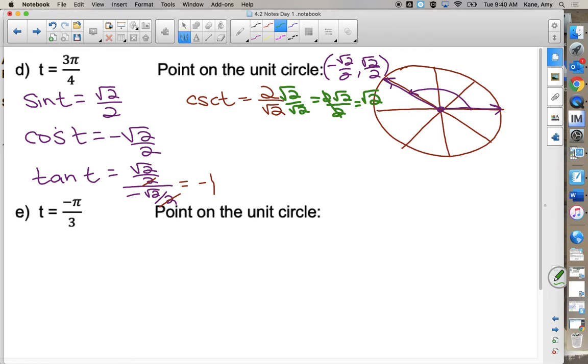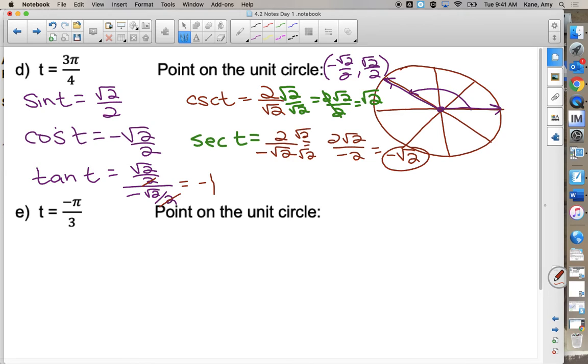If you look at the cosine, the secant goes with the cosine. So again, flip it. So now I have 2 over negative square root of 2. What does that become, Colin, as you're taking your turn? It would become 2 over negative 2 root 2 over 2. So if I multiply square root of 2, square root of 2, 2 square root of 2 over negative 2 is negative square root of 2.